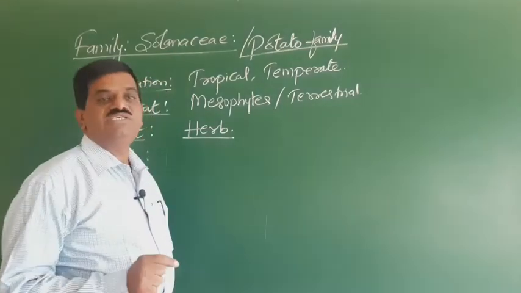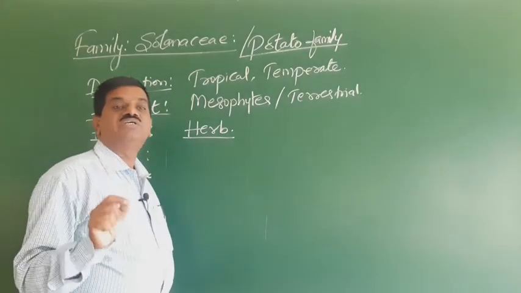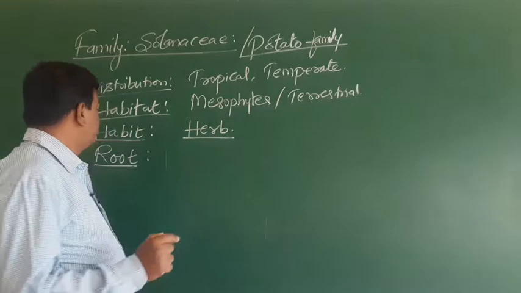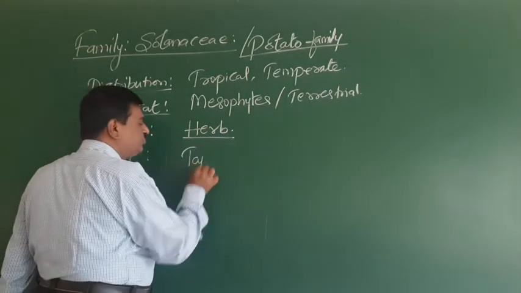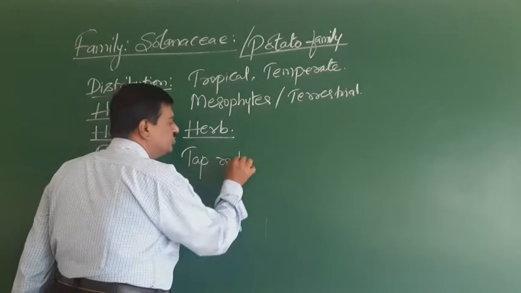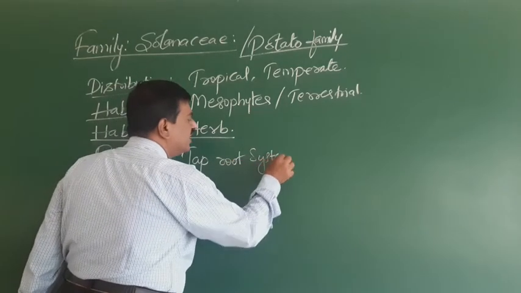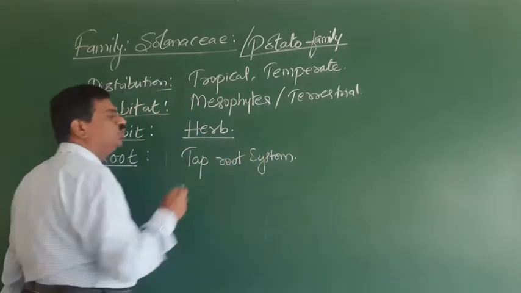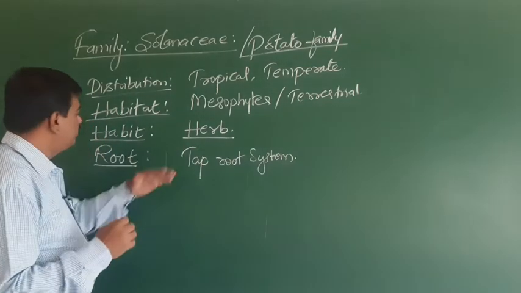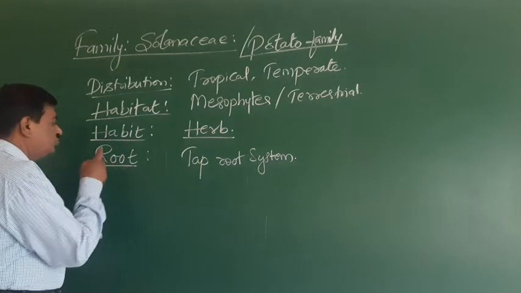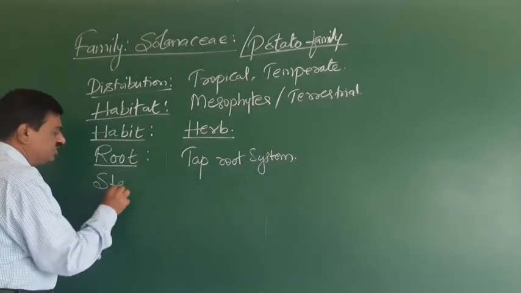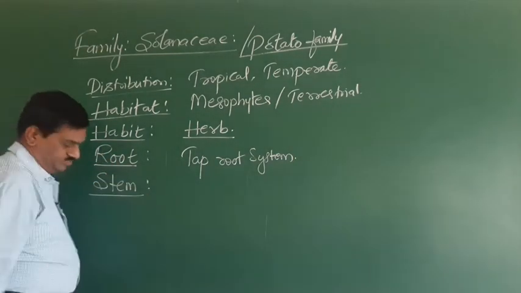Solanaceae, the potato, comes under dicots. So the root system in a dicot is always called the taproot system. Taproot system. And if there is any modification, it should be written. In potato, the modification is in the stem, which we are going to write. So root. The next after root is stem.